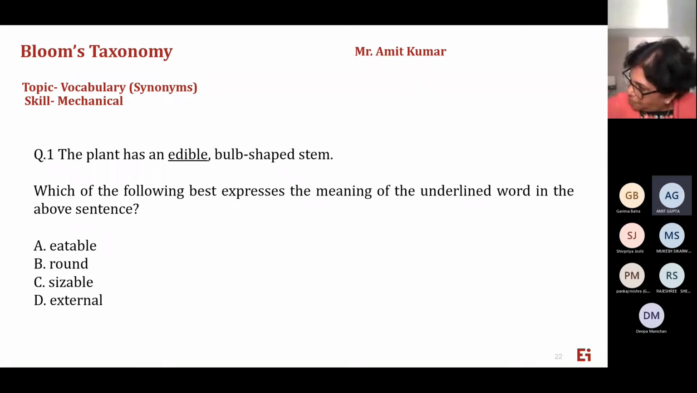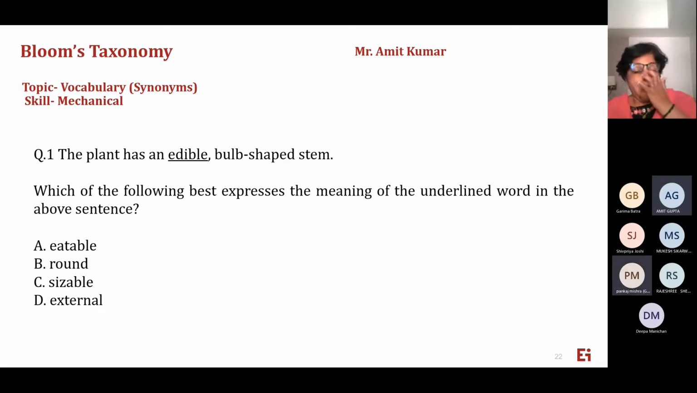Actually, I have put it in mechanical form because it is just touching remembrance and understanding. That is why I put it in mechanical form. Okay, others, please. You are the participants of his facilitation session. Now I would request Pankaj sir to give his view on that question.